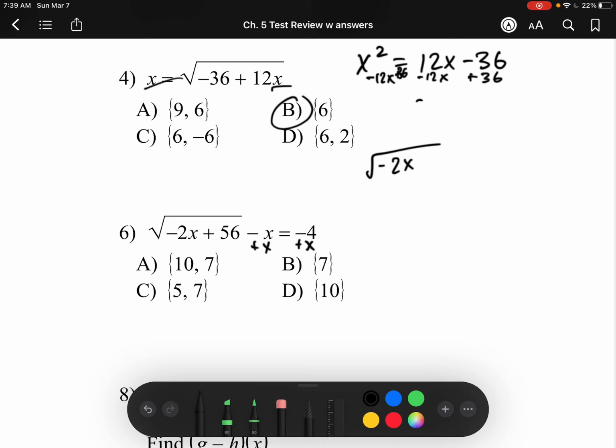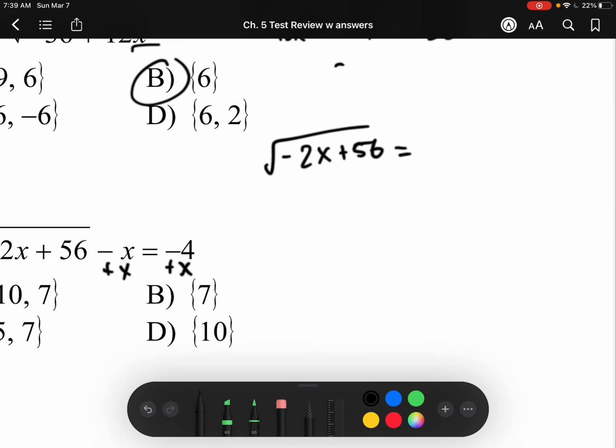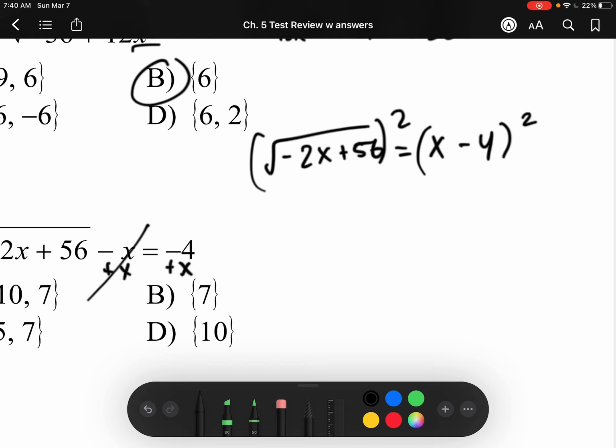So I get the square root of negative 2x plus 56 is equal to, I added x to both sides, eliminate over here. So I get x minus 4. So now step 2 is to raise both sides to the power of the index. The index is 2, so I'm going to square both sides. And over here, it gets rid of the radical, right? So I'm left with negative 2x plus 56.